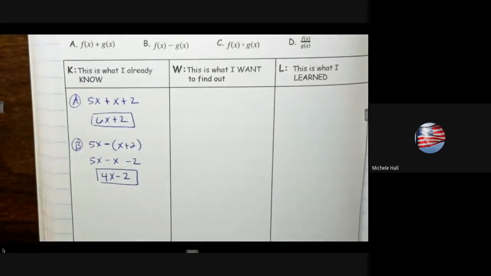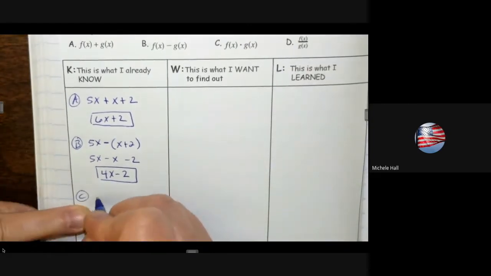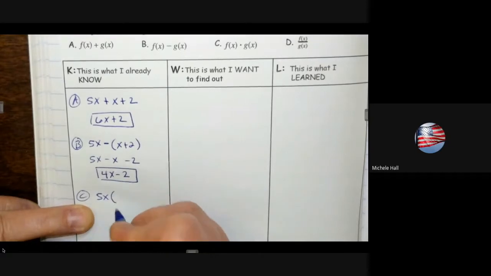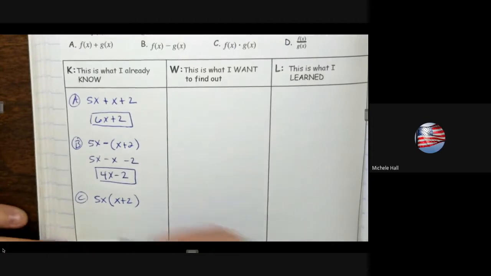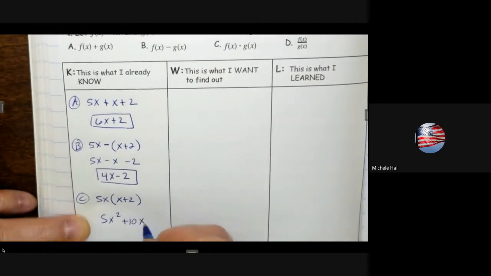The next problem says to multiply them. That would be f of x times x plus 2. 5x squared plus 10x. Final answer.